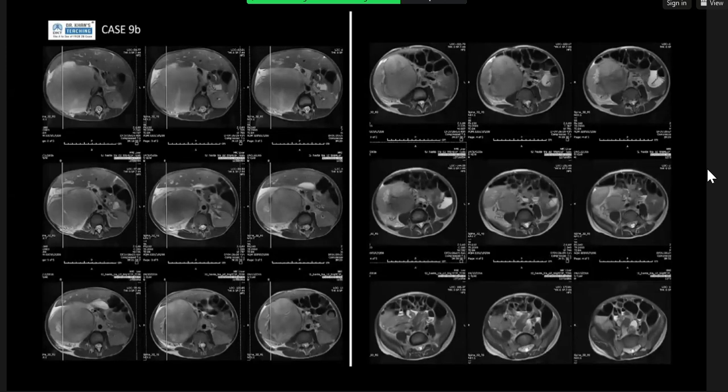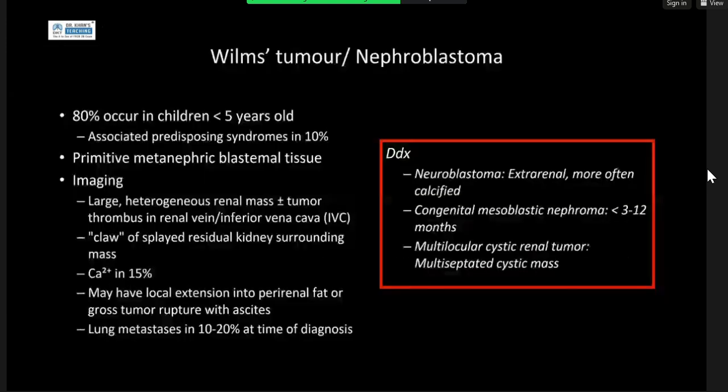Okay. So nice differentials. And I know I haven't given you all the imaging, but you're right. So this arises from the kidney, so not really suprarenal. I haven't shown you the suprarenal, and this is a Wilms tumor or a nephroblastoma. So just take note of the spelling of nephroblastoma versus neuroblastoma because it's quite similar.